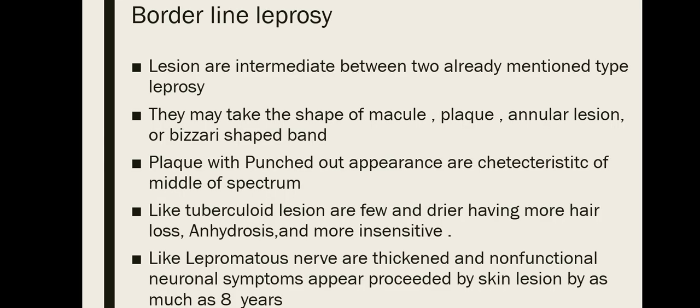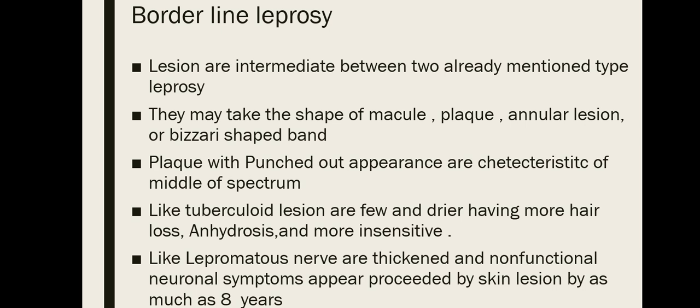Borderline leprosy is the third type of leprosy. Lesions are intermediate between the two already mentioned types of leprosy. They may take the shape of macule, plaque, annular lesion, and bizarre shaped band. Plaques with a punched out appearance are characteristic of the middle of the spectrum.